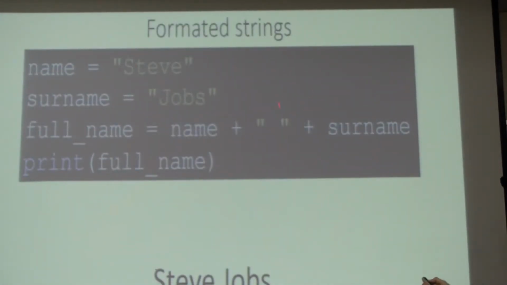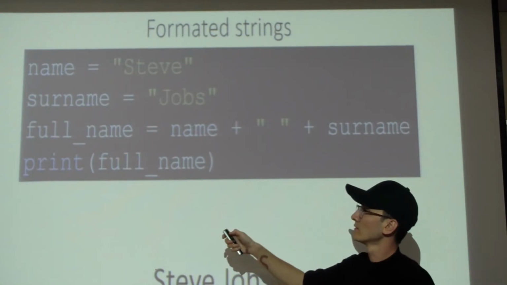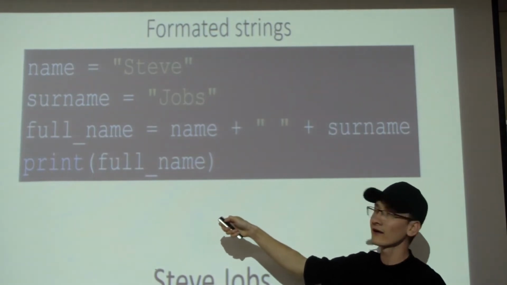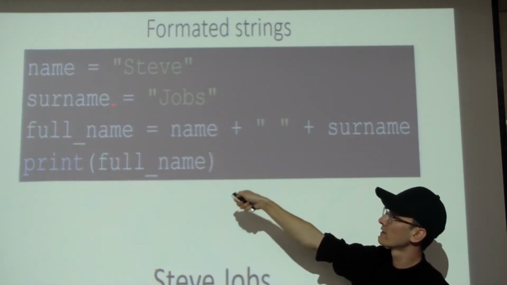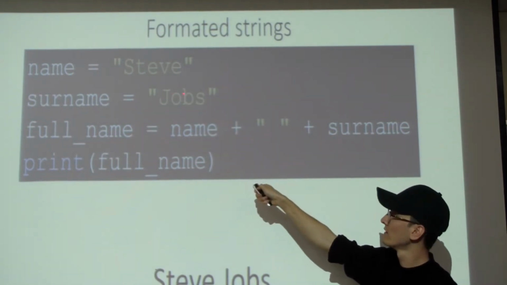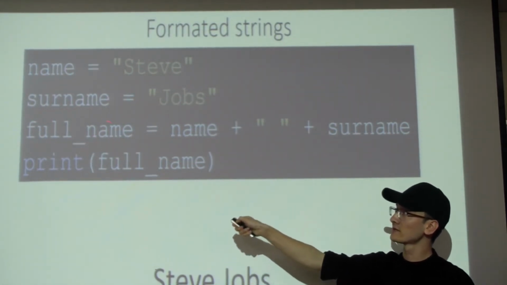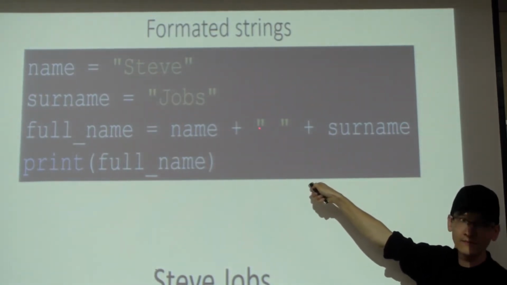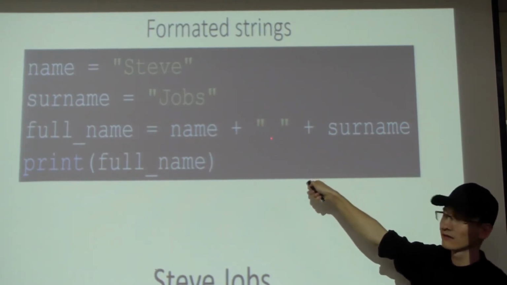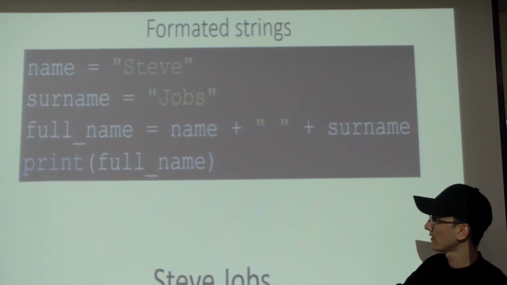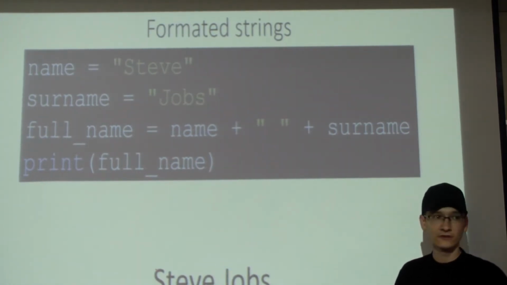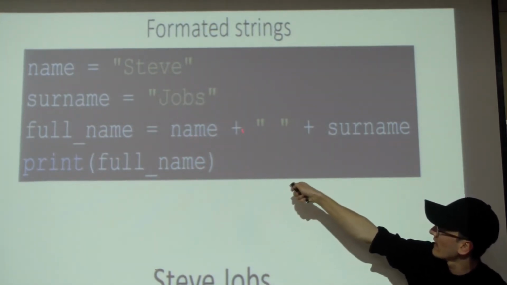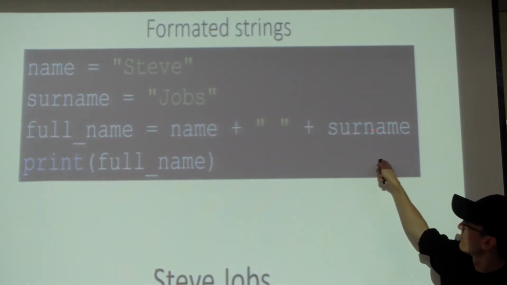And we have formatted strings. Now in this example, we have two variables, name and surname. We are giving values: for the name, Steve; for the surname, Jobs. Yeah? And we created another variable. Now we are giving name plus space, this is a string with a space, plus surname. And our result will be Steve Jobs. This is name, Steve, yeah? Name plus space plus surname, Steve Jobs.